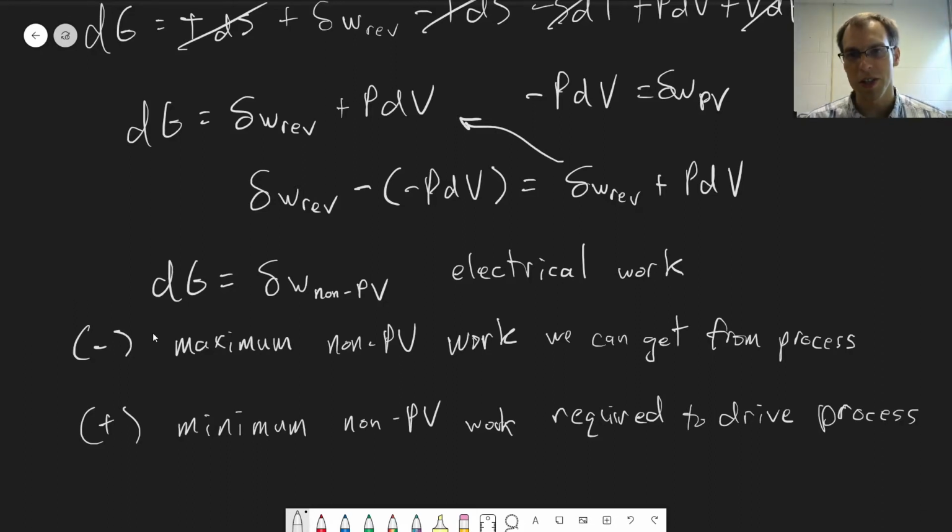All right, so that's one additional piece of information we can get from delta G. Most of the time we'll be looking at spontaneity and equilibrium, but this is also another piece of information that you can get.